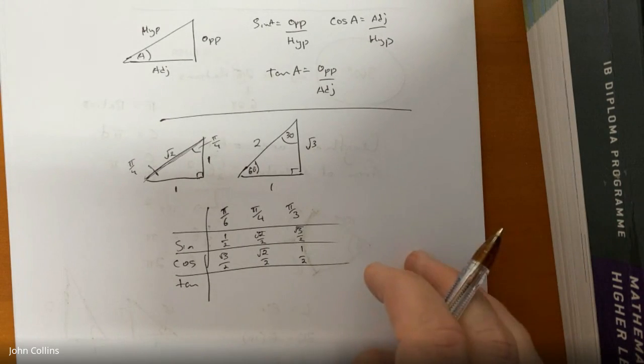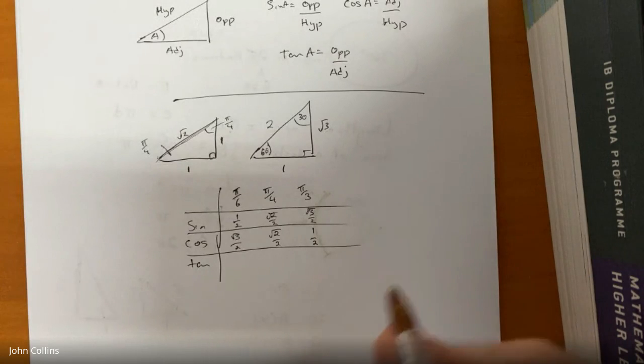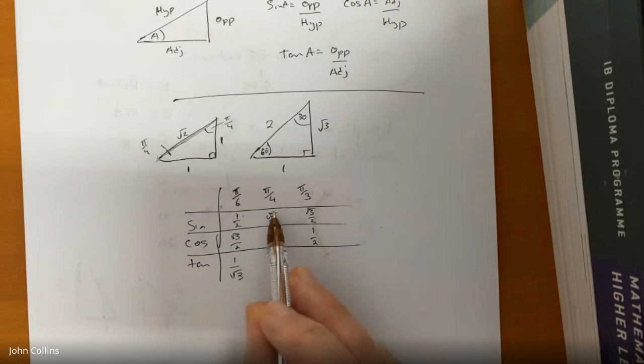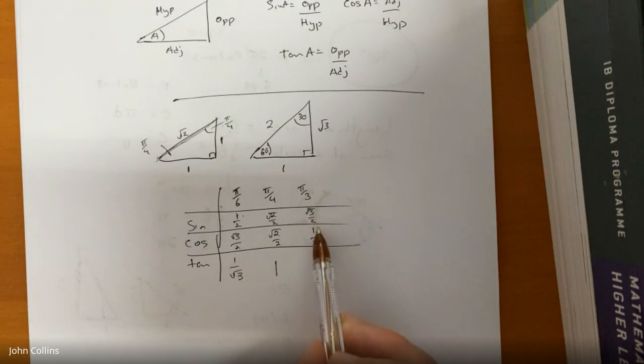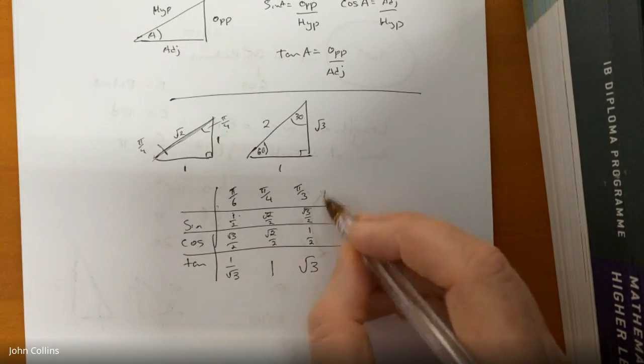Well, you would. They're logical. We'll come to that when we actually draw the circle and we look at 0 and 1. And then to get the tan ratio, you just look at sine over cos. So 1 over root 3 for tan, root 2 over 2 for 45 degrees, which is obviously 1, and root 3 over 1 for pi over 3, which is root 3. Now, that's how I would do it.